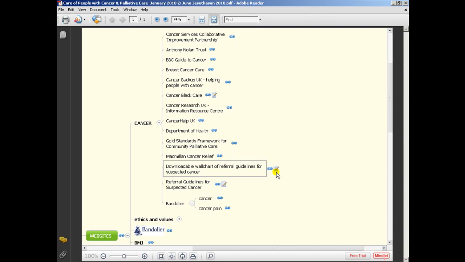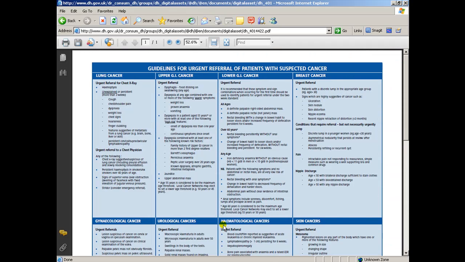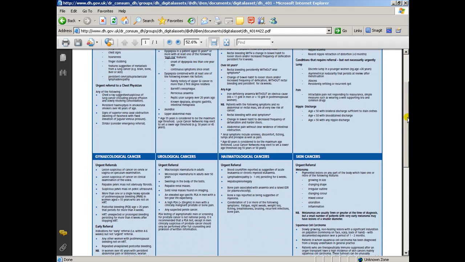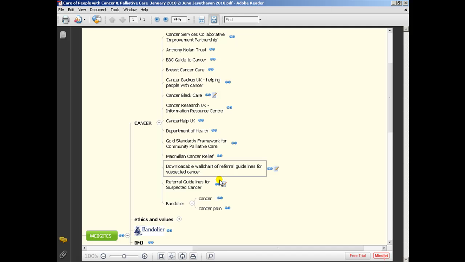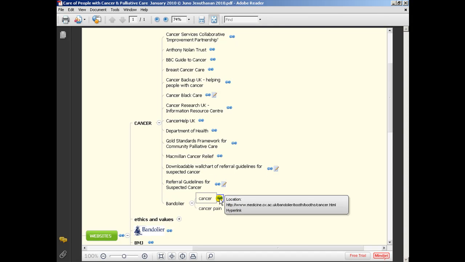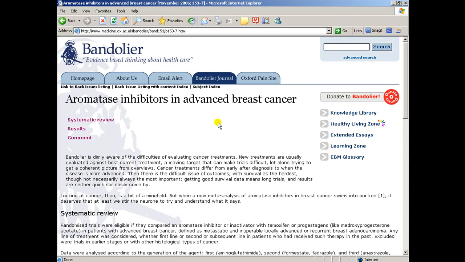There's also this excellent downloadable wall chart from the Department of Health, and though most of us or all of us have individual guidelines based on our local hospitals, this is all on one page, which is really useful. Here we have Bandolier, and they have a specific section on cancer, for example, aromatase inhibitors in advanced breast cancer.